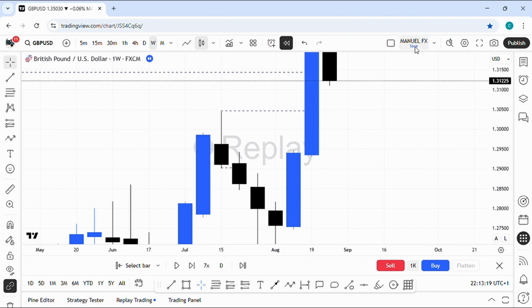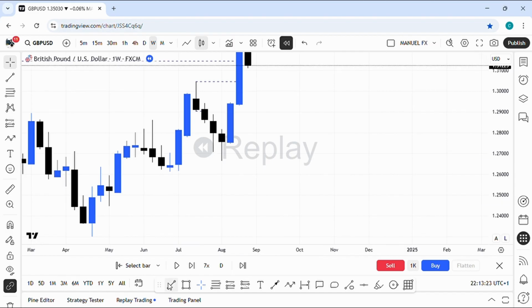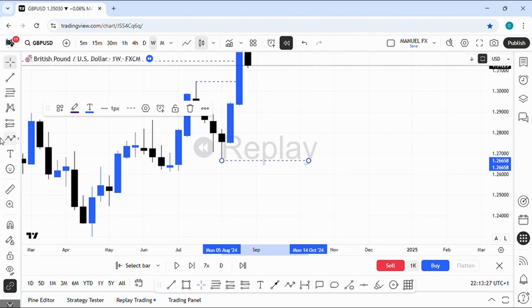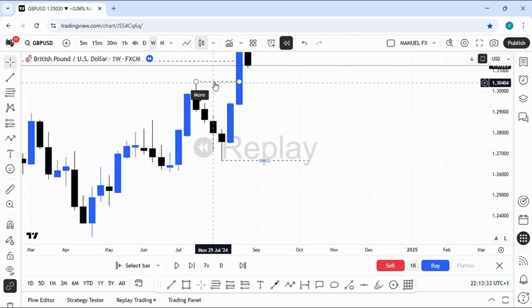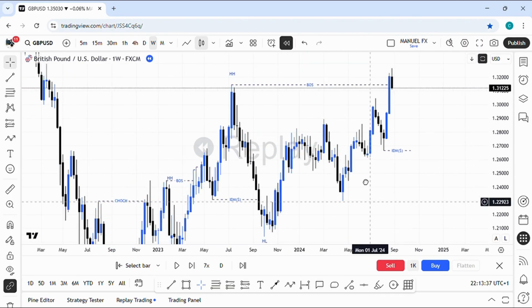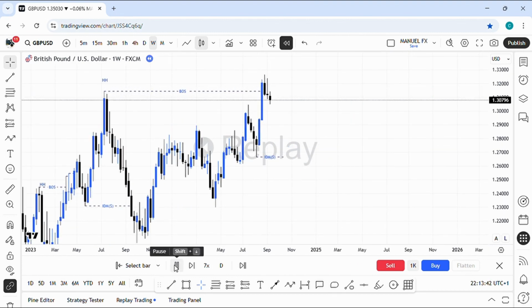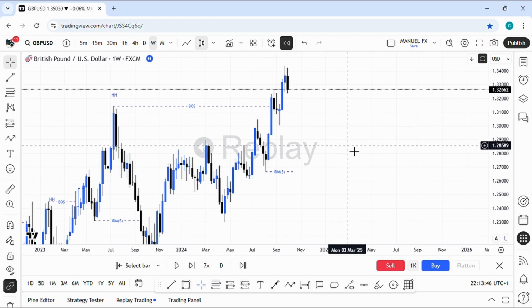So what am I expecting? I'm expecting price to come and take out this inducement. This becomes my inducement. We follow price action. I'm showing you how to spot a break of structure, inducement, change of character. Now let's play price. You see what price just did?